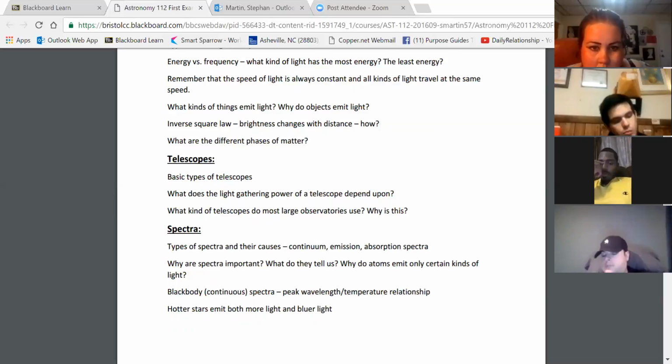Okay. And then just to finish up with that, telescopes are described by the size of their main mirror. So if you say you're using an 8-inch telescope, that means the mirror or lens of that telescope is 8 inches across. Okay.